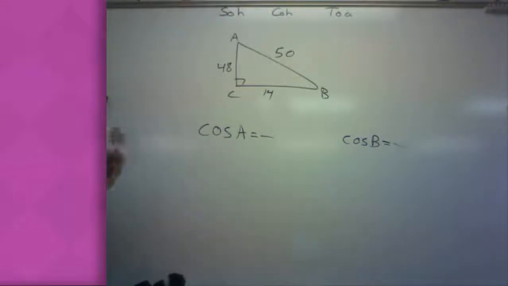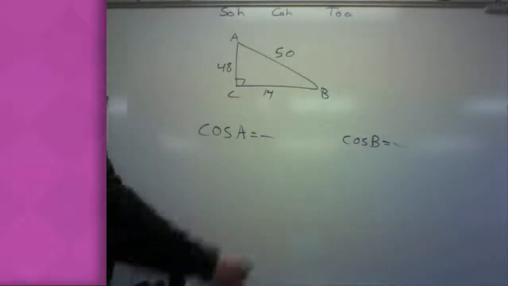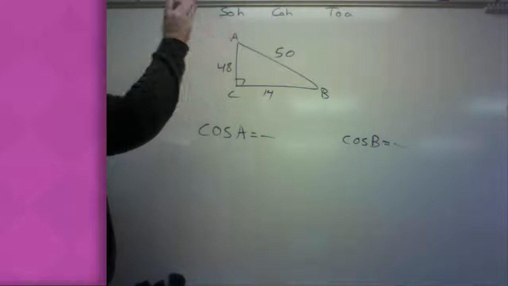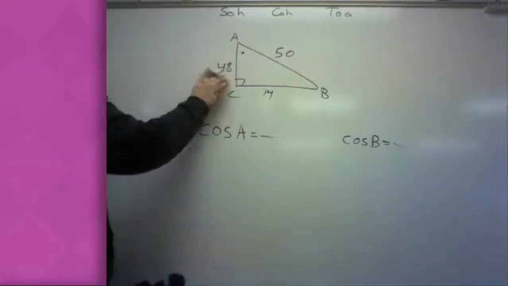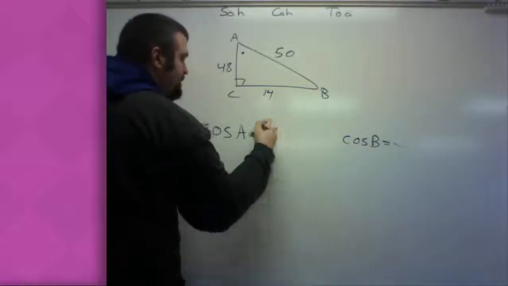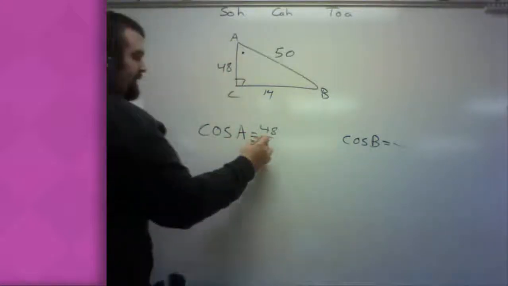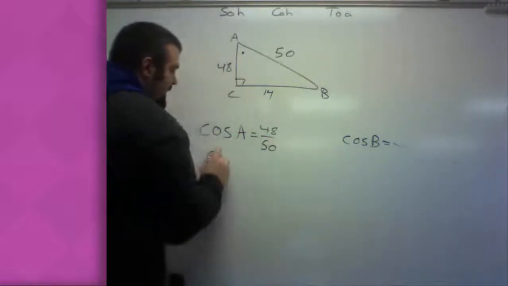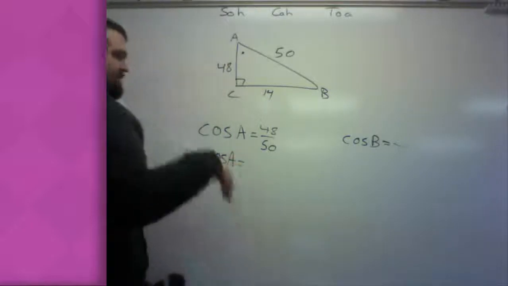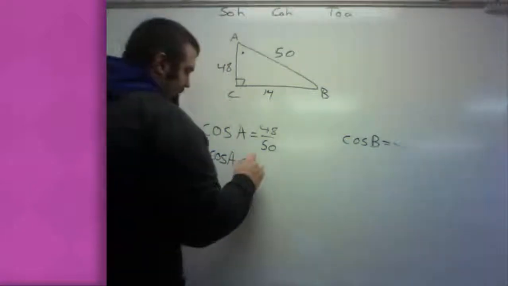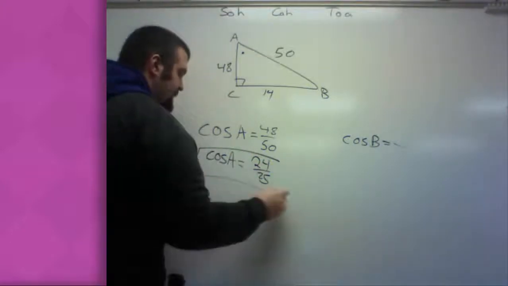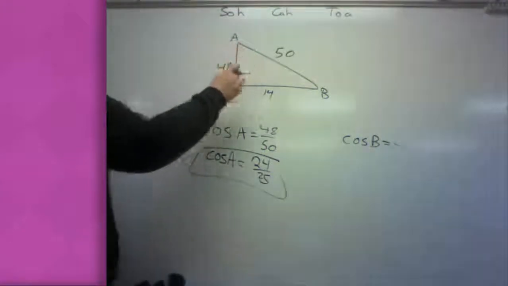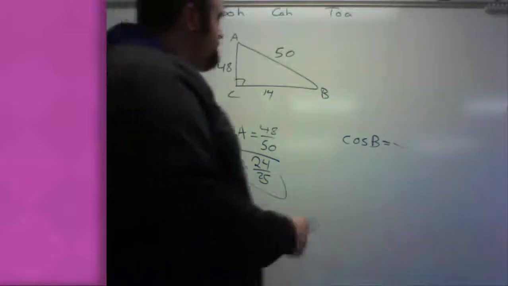SOHCAHTOA, CAH is cosine, that's what I'm looking for. Adjacent, hypotenuse, A and H. So A is where I'm at, adjacent leg is 48, I put it on top. The hypotenuse is 50, put it on bottom. Can I reduce that? Yeah, they're both even. Divide top and bottom by 2, I get 24 to 25.